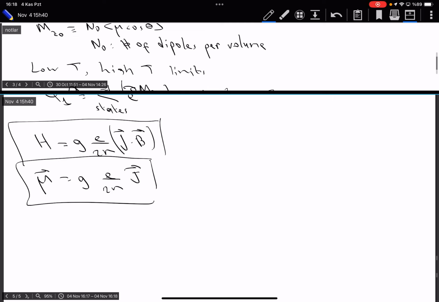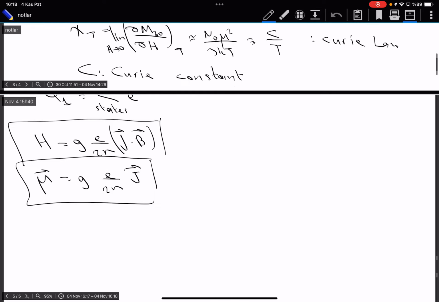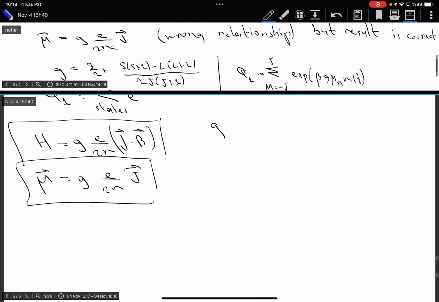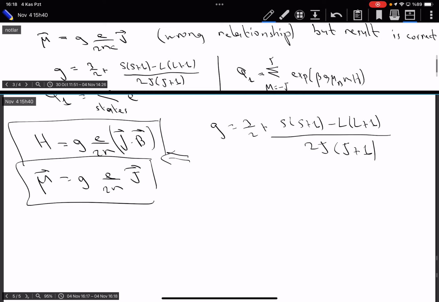Well, I will stick with the g, well, let me, 3 over 2 plus s plus 1 minus l plus 1 over 2j, j plus 1. Well, the final result in the book is still correct, but this is not how an electron interacts with a magnetic field. Well, the Hamiltonian will be, well, there is the e over 2m factor.